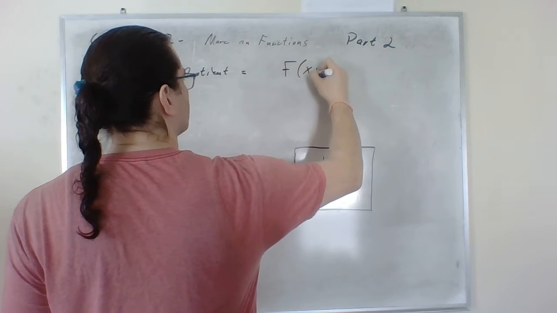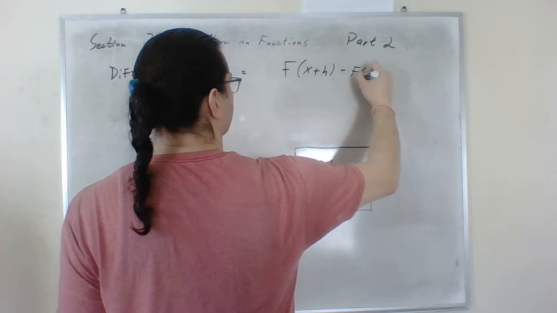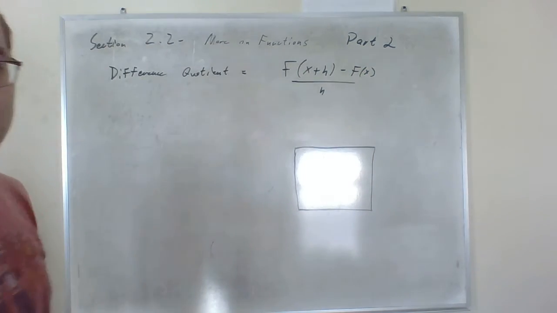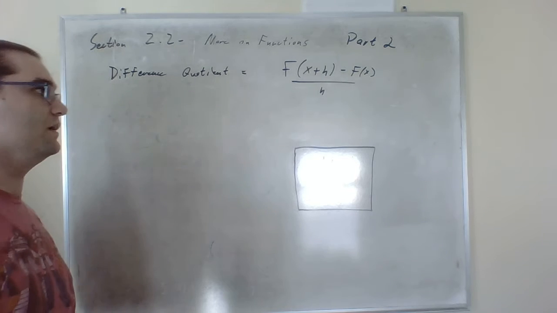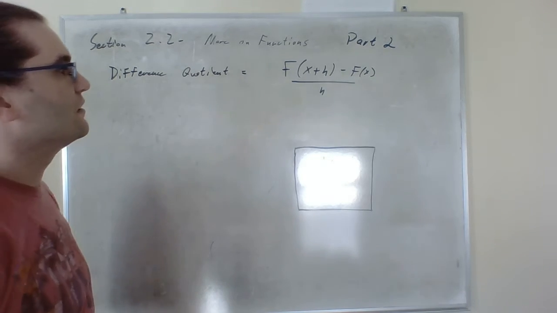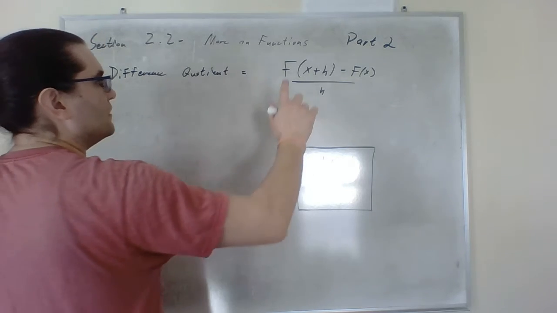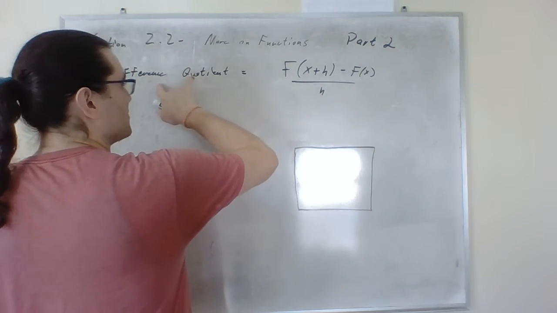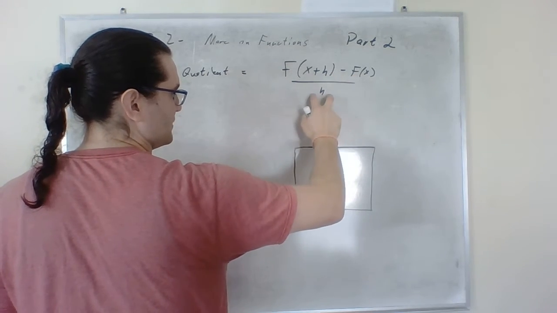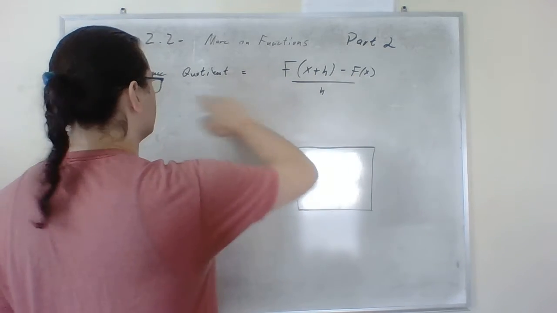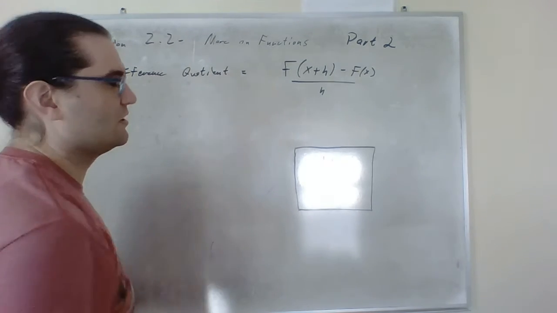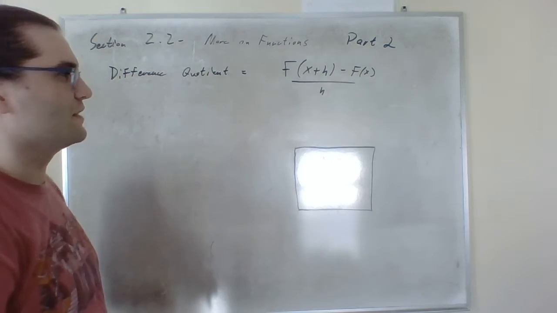f of x plus h minus f of x all divided by h, which looks like kind of a mess. But it's not as bad as it looks, I promise. It's called the difference quotient because it has a difference and is a quotient. So difference quotient is basically just a fancy way of saying there's subtraction and division. So that's why it's called that.